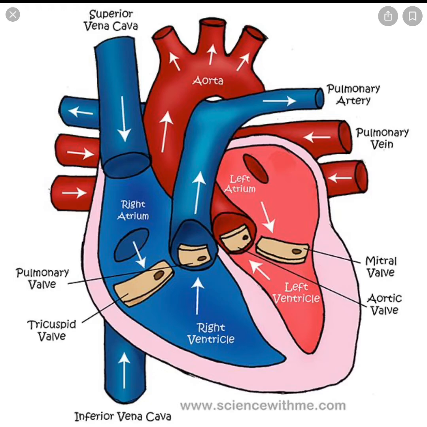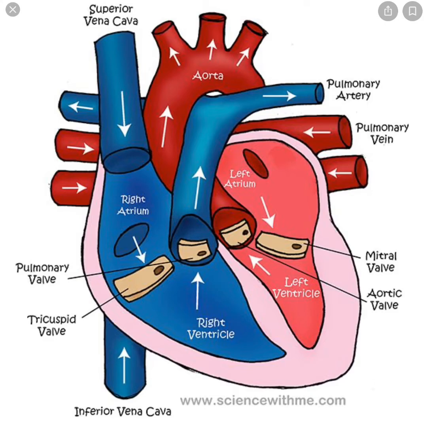As you can see, this is a picture of a heart. First, I'm going to be listing all the parts of the heart. Okay, so first is the superior vena cava, then the right atrium, pulmonary valve, tricuspid valve, inferior vena cava, right ventricle, aorta, pulmonary artery, pulmonary vein, left atrium, left ventricle, mitral valve, and aortic valve.